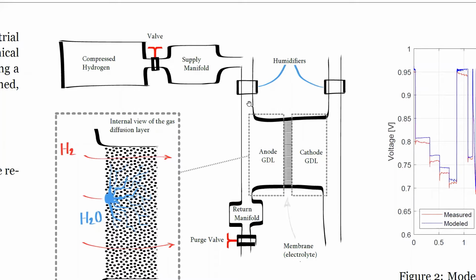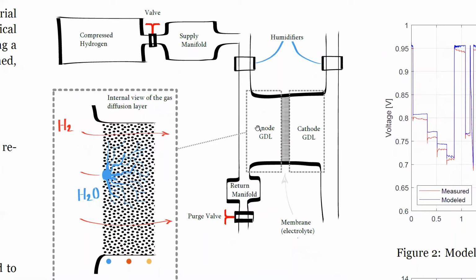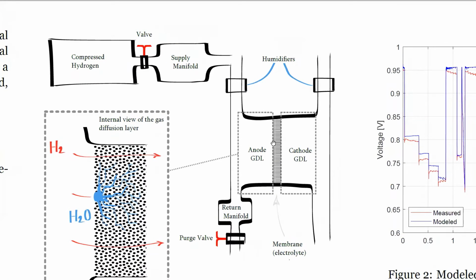So after the humidifier, we have a mixture of hydrogen and water. And so the mixture enters first a gas diffusion layer, and then the hydrogen reacts here close to the membrane. And the membrane is also the electrolyte in this case. So any hydrogen or water that is not used in the reaction flows down to the return manifold.